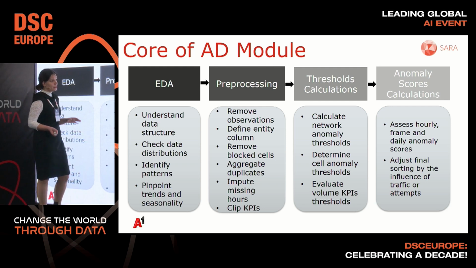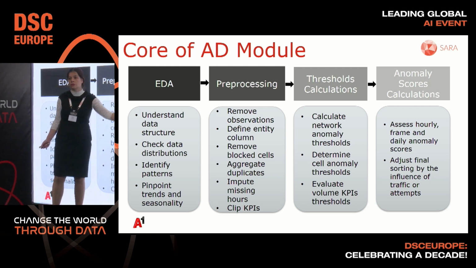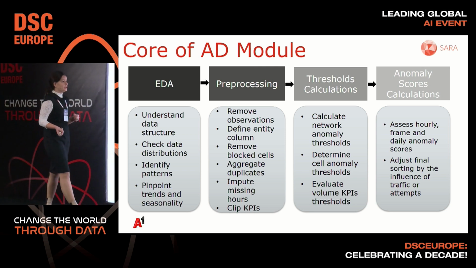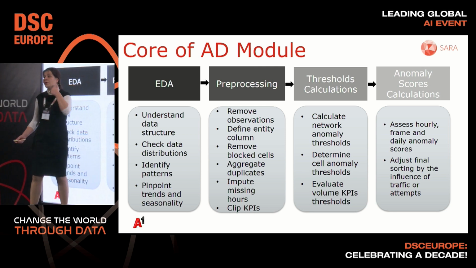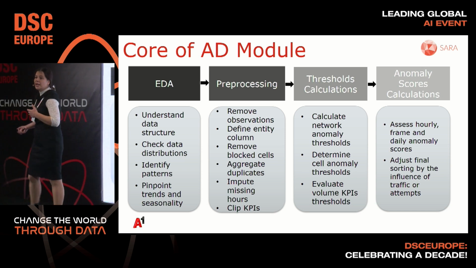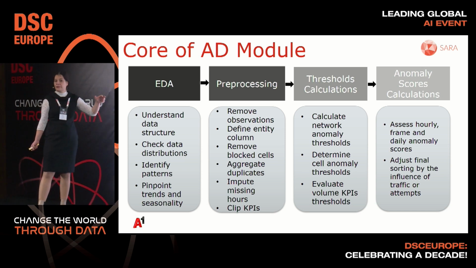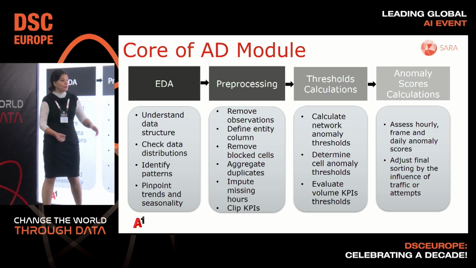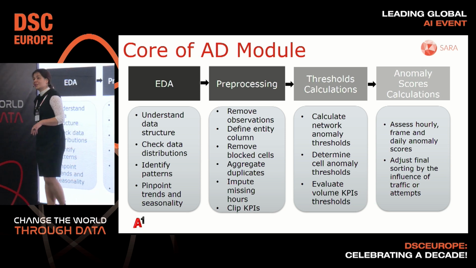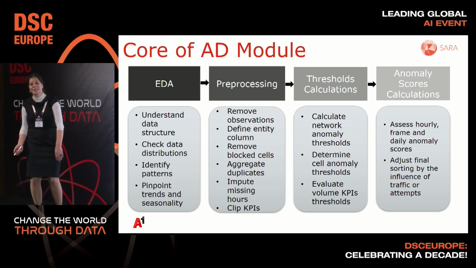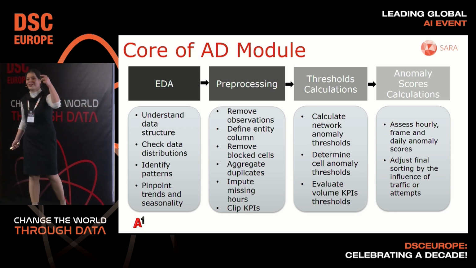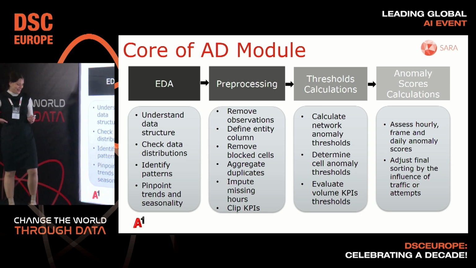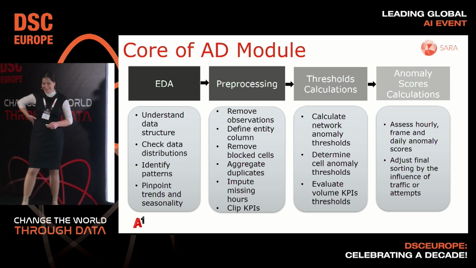When we have thresholds, we are calculating anomaly scores. Again, we will have a lot of different types of anomaly score calculations on hourly level, on daily level, and finally we will have a frame level of anomaly scores. Again, depending on the type of the threshold, it can be network anomaly score or cell anomaly score. And again, is it individual, group, overall? For each of them, we will deal with all these types. So, a lot of calculations.